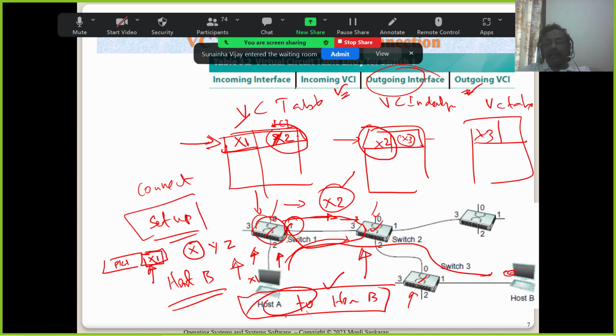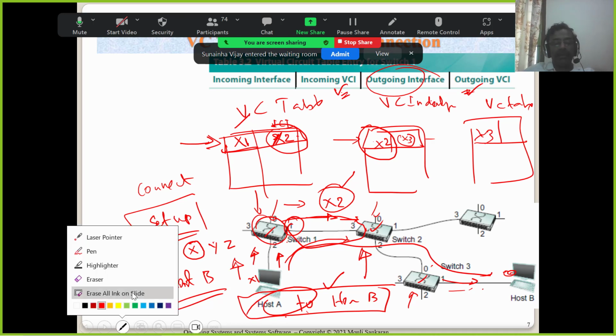Okay, and that x3 will be on the 1. So this should be a connection. This incoming and outgoing are specific to a particular connection between two devices. Okay, so let me erase all of them now. If I erase it, you will lose everything, but I don't know what to do.